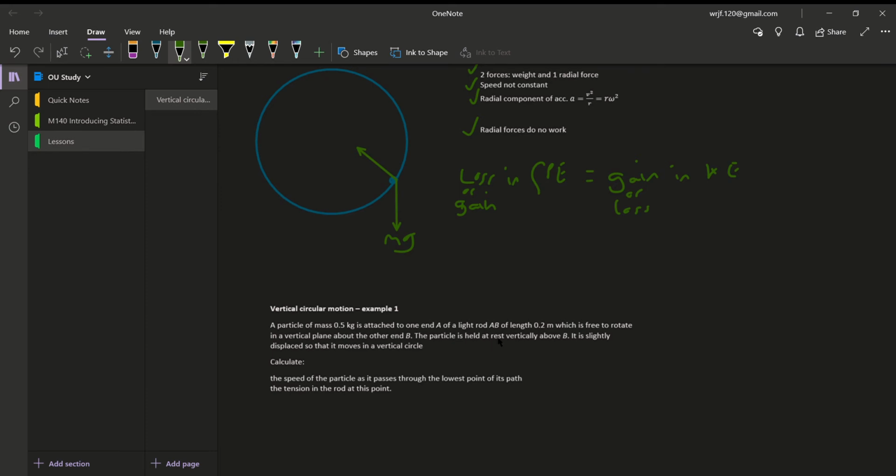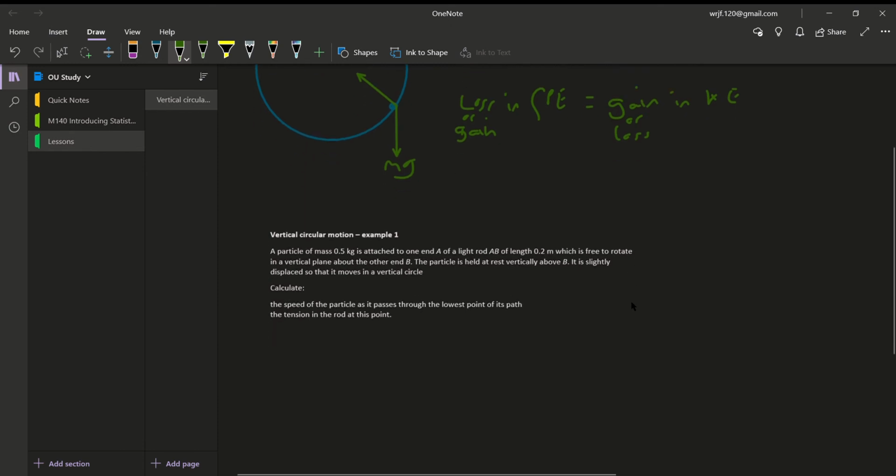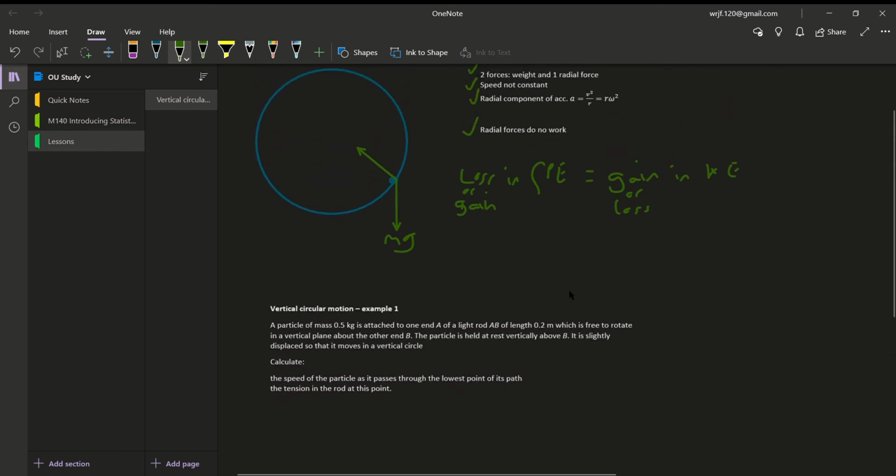The particle is held at rest vertically above B, and it is slightly displaced so that it moves in a vertical circle. The implication of that last sentence is that we're at the top of the circle, but we're not starting with any speed, we're starting with 0 speed. Essentially that's the point of this slightly displaced. We're not giving it any measurable amount of speed at the top, so we've got u equals 0 at the top. And then two things we've got to calculate: the speed of the particle as it passes through the lowest point of the path, and the tension in the rod at that point.